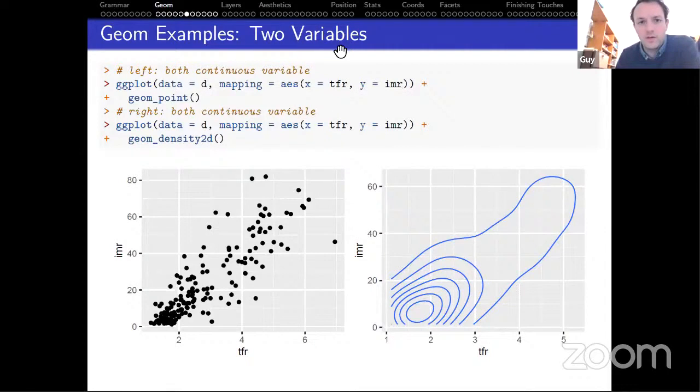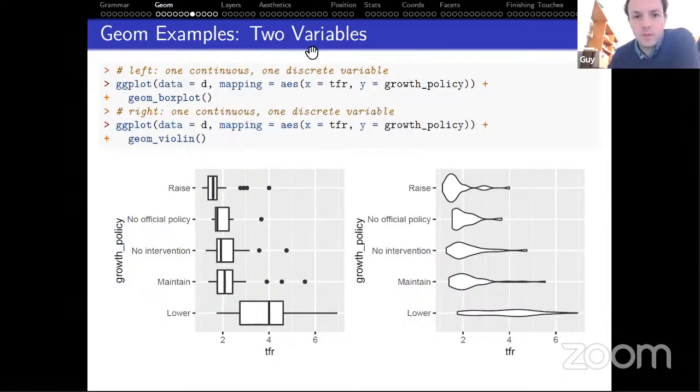This is where we've got two variables. So in this case, we've got the scatter plot that we had before, and then on the right we have a 2D density, which is kind of like a contour map of the points. Yeah, so a different way that you might want to visualize the data. But again, we're using exactly the same data, exactly the same variables. We've just changed the geom. This is the only thing that we changed, how we represent the data.